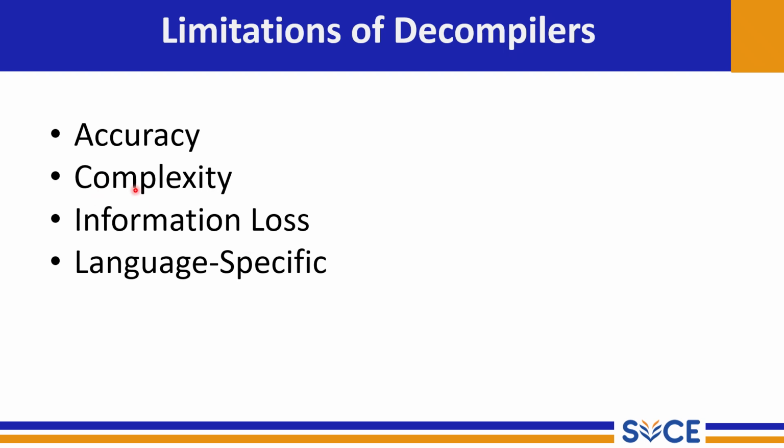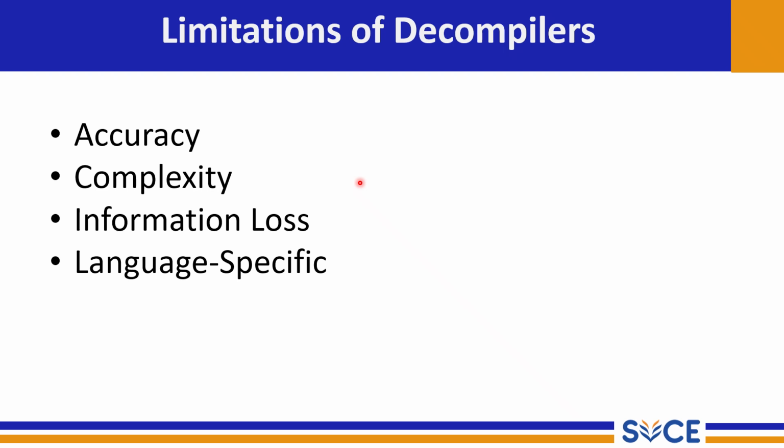Second one is complexity. Decompilation is a complex process, and decompilers can struggle with highly optimized or obfuscated code. Third one is information loss. The compilation process involves information loss, such as variable names and comments, which cannot be recovered by the decompilers.